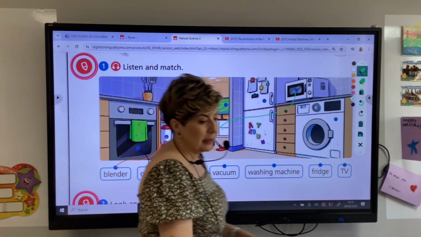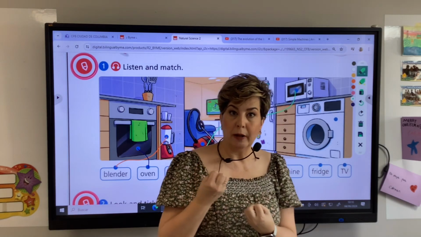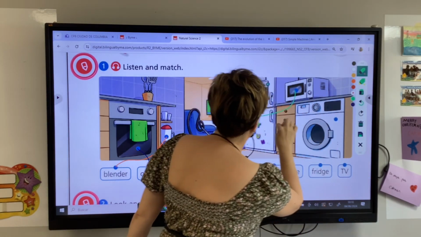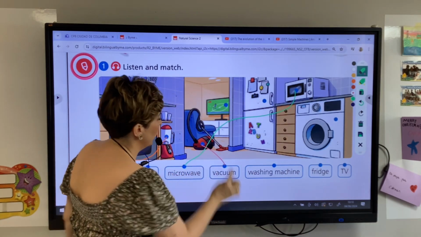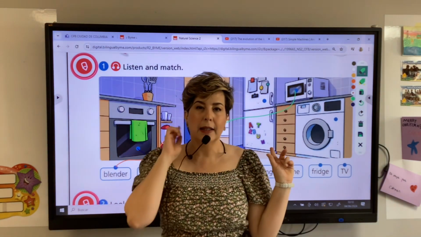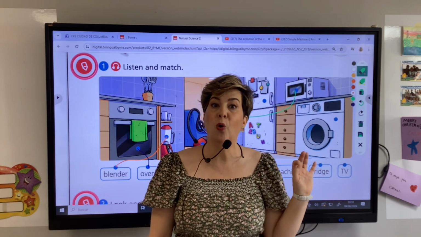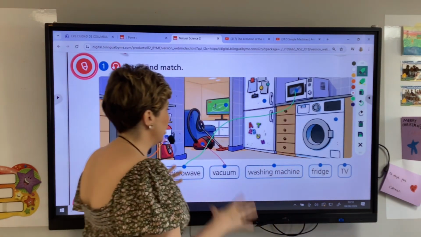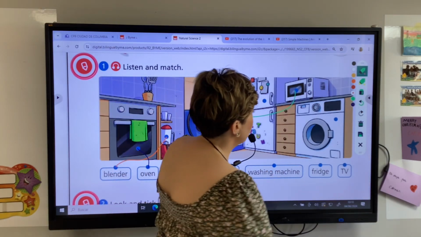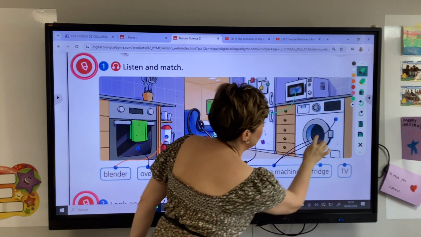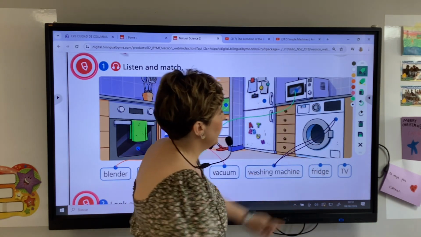A vacuum cleaner is to absorb dust from the floor. And here we got a vacuum cleaner. You can also hear the American expression for vacuum cleaner is Hoover, which is the brand. Washing machine, and you've got this one, washing machine, and the fridge.